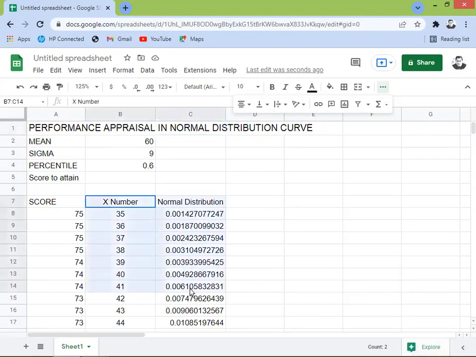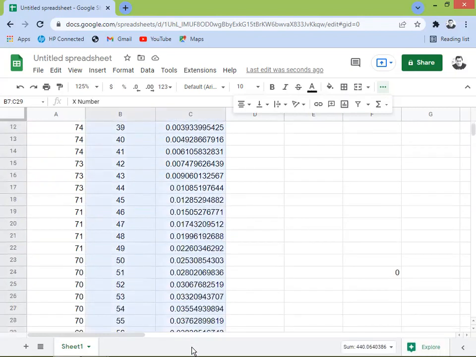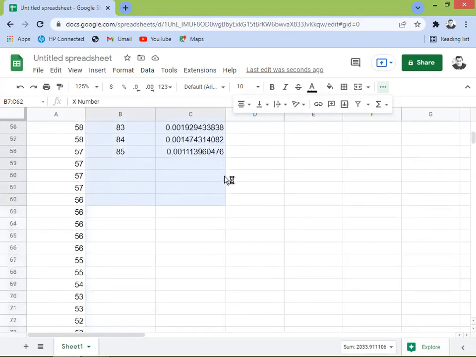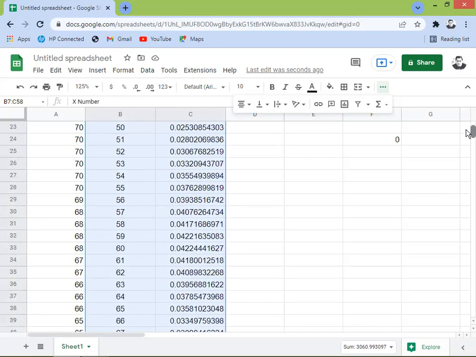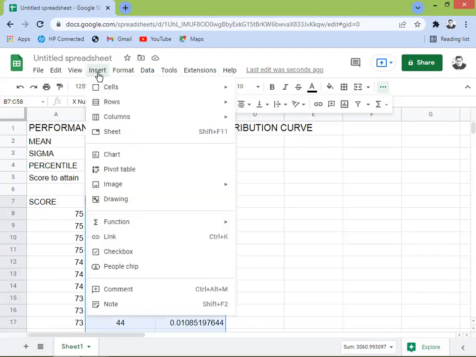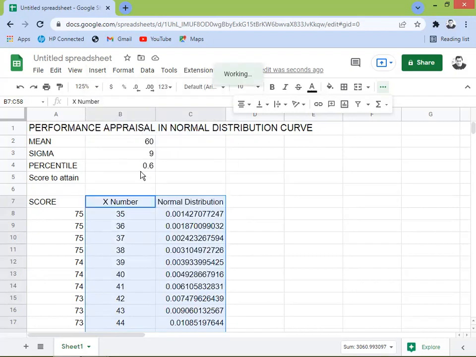Just select the X numbers and the normal distribution. The reason why I did not use the score as our X number is because it will not go to 0, the tail of the curve, right? So because I want to put it lower than the lowest number, 45, I put 35. And 85 instead of 75 for the largest number. Then we just click insert, and then click the chart.